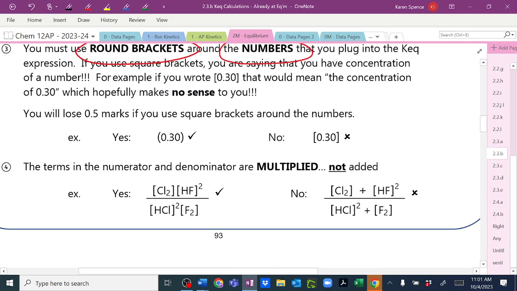Now, this last one is just weird, but it comes up all the time. These are multiplied. Yes, it's times. So I don't know where this comes from, but I see it frequently, right? People are just writing things down and they put a plus in there. I don't know, it just happens. Just don't do it, okay?